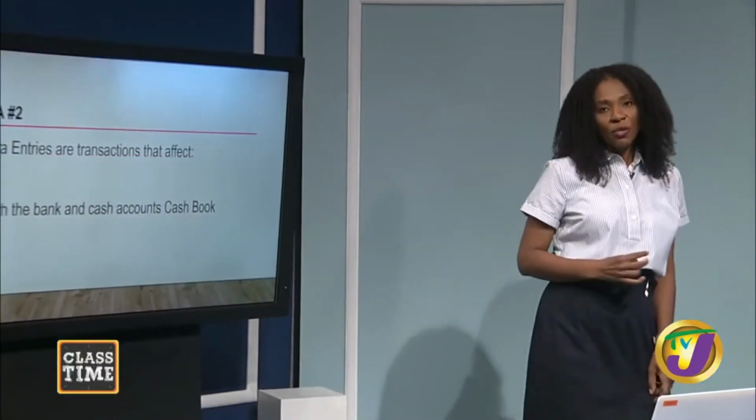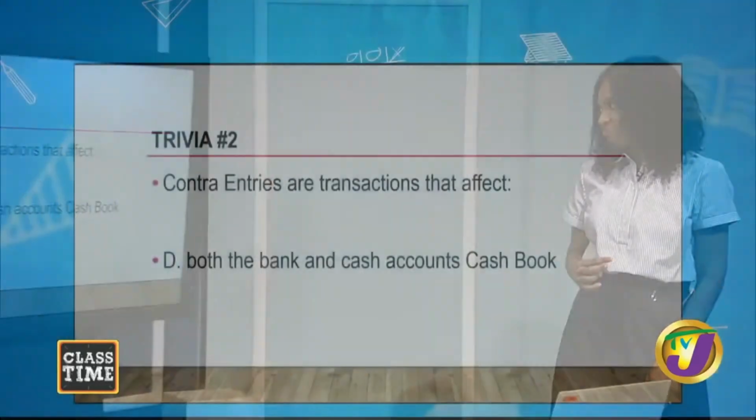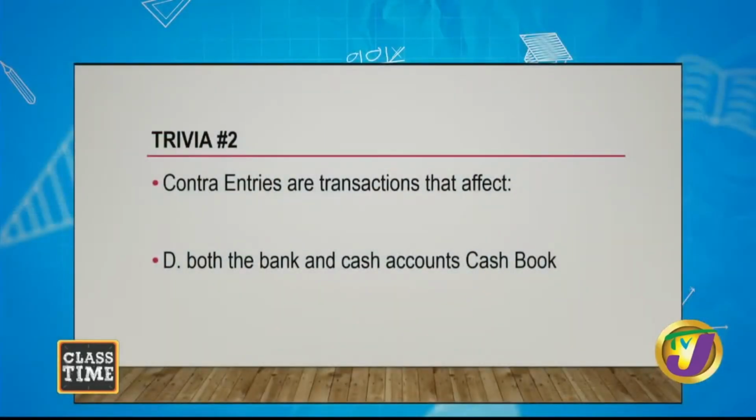Our second trivia question was, contra entries, how do they affect the cash book? I hope your answer was D. Contra entries are transactions that affect both the bank and cash accounts of the cash book. So they affect both sides of the cash book.